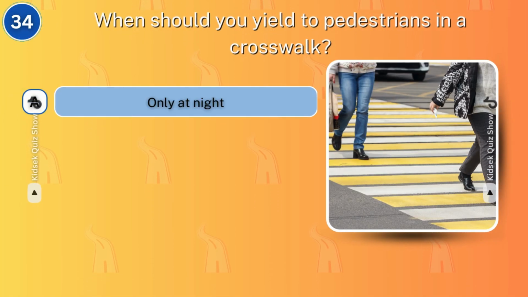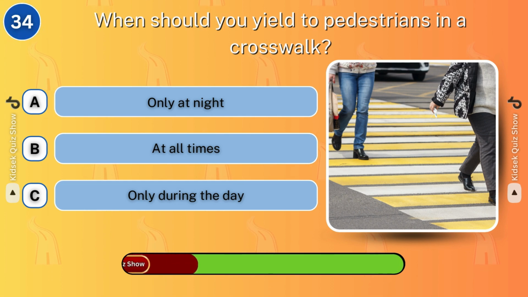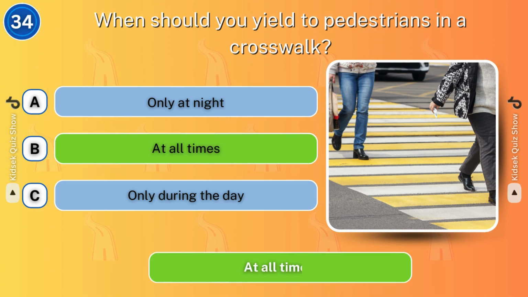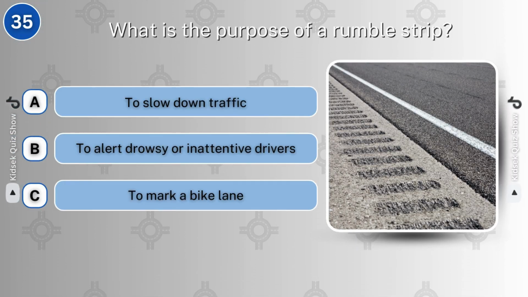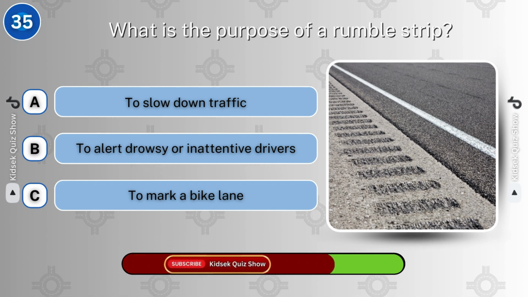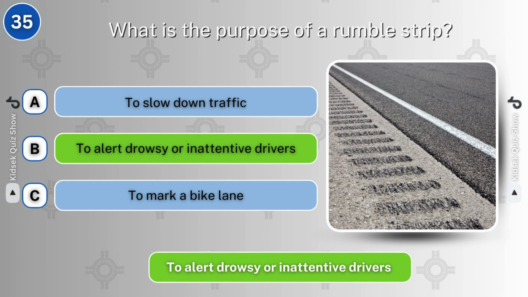When should you yield to pedestrians in a crosswalk? At night, at all times, or only during the day? You should yield at all times. What is the purpose of rumble strips? To alert drowsy or inattentive drivers.